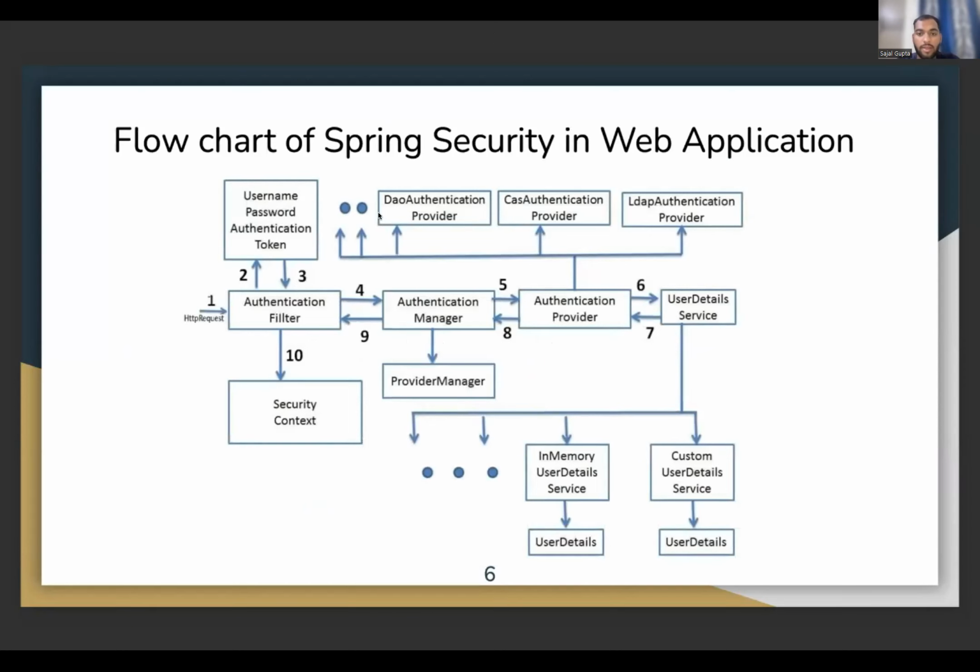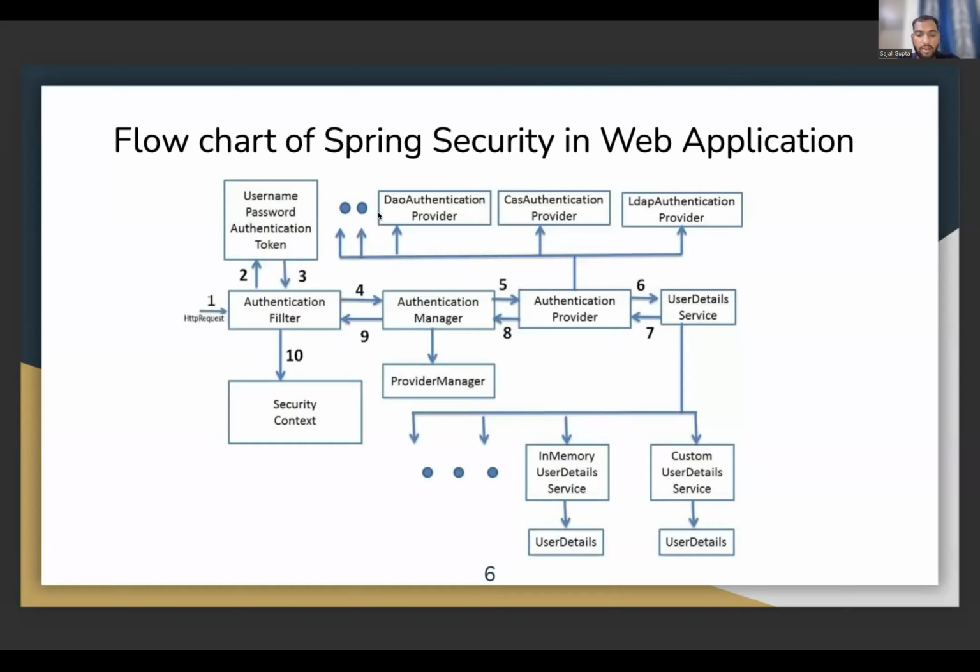Coming to the flowchart of Spring Security in web applications, the flowchart is as follows. The user first attempts to access the protected resource of the web application. Then the request is intercepted by the Spring Security filter chain. After this, the user authentication credentials are verified by the authentication manager. And now if the user's credentials are valid, the authentication manager will create an object and will pass it to the security context holder.